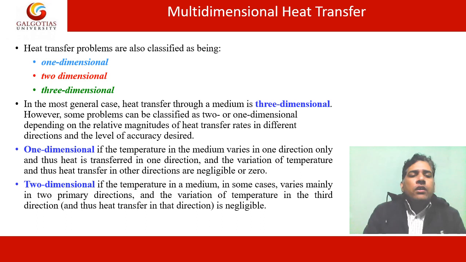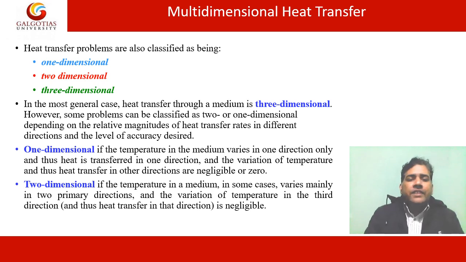Heat transfer is one-dimensional if the heat transfer in the medium varies in one direction only. Thus heat is transferred in one direction, and the variation of temperature, and thus heat transfer, in other directions is negligible or zero. So you can say that heat transfer is one-dimensional if heat transfer in the other two directions is very small compared with the heat transfer in one direction. That is why the problem can be simplified as one-dimensional heat transfer, because most of the heat transfer is taking place in that direction.